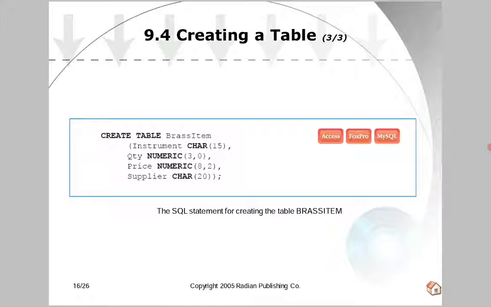So the syntax of the create table command: how to create a table? Create table, some table name, bracket open, field 1, space, data type, brackets, maximum size, comma, then quantity numeric, and price numeric 8,2, supplier char 20. Here numeric 8,2 means 2 decimal places and 5 integer places.